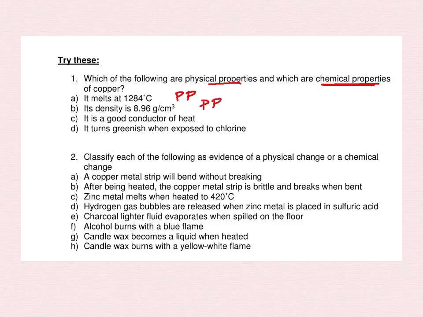Okay, if you measure that, you're not changing the copper. If it conducts heat, copper gets hot, copper gets cold. The copper is still copper. All those are physical properties. D, however, says copper turns green when exposed to chlorine. If there's a change in color, that indicates there's a change to the identity of the substance. It's changed from something to something else. Therefore, that would be a chemical property.